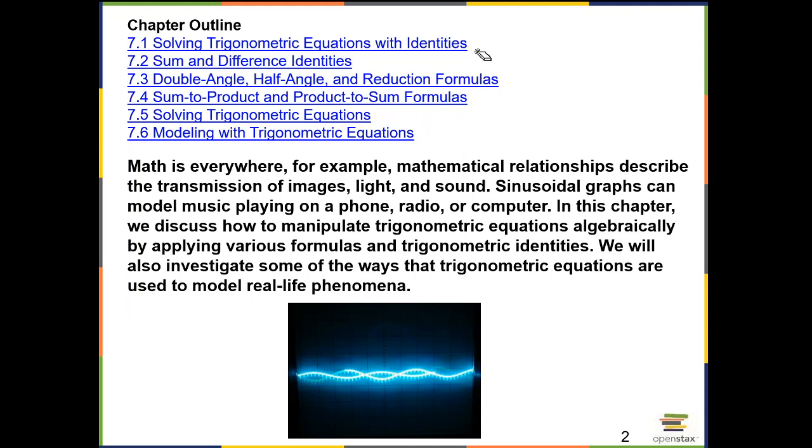Of course, we start with simple identities and simple equations, and then we continue with other identities and equations that require a little bit more work, and modeling with trigonometric equations, which is about harmonic motion and damped harmonic motion. Okay, these are very useful, and you can read in the text that there are many applications in describing the transmission of images, light, and sound. Sinusoidal graphs can model music playing on a phone, radio, computer. So lots of different applications.